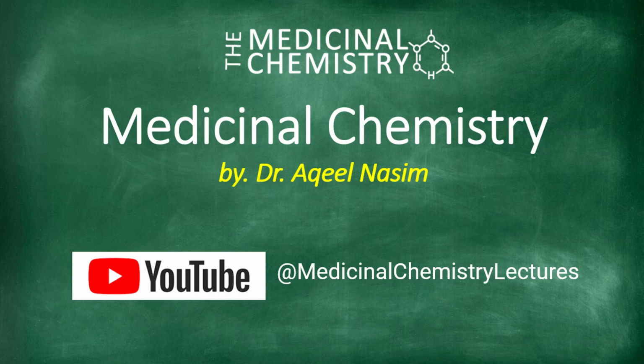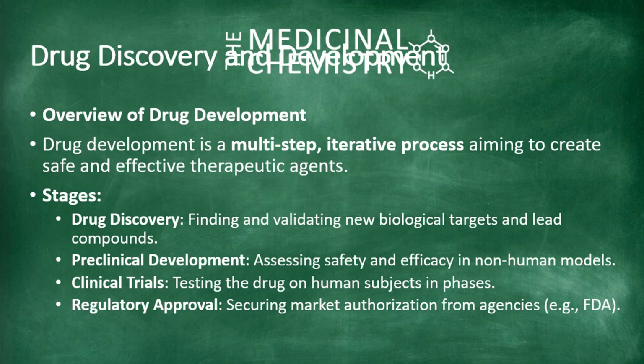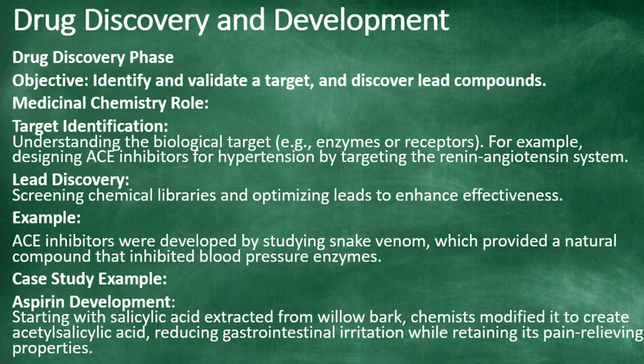Drug discovery phase. Let's start with the first phase, drug discovery. The primary objective here is to identify and validate a biological target like an enzyme or receptor, and then discover lead compounds that could potentially interact with it. Now think about this. What exactly does medicinal chemistry bring to the table in this phase?